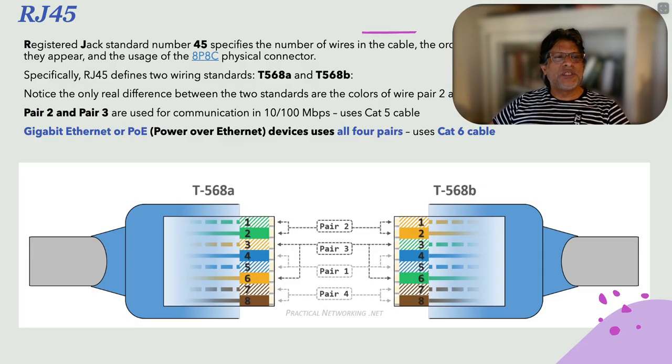So in this particular Gigabit Ethernet, or even Power over Ethernet devices, use all 4 pairs, which are known as Cat 6 cables, category 6 cables. So these are more enhanced cables. So make sure, depending on the type of speed you're looking for, you buy the right type of cable.